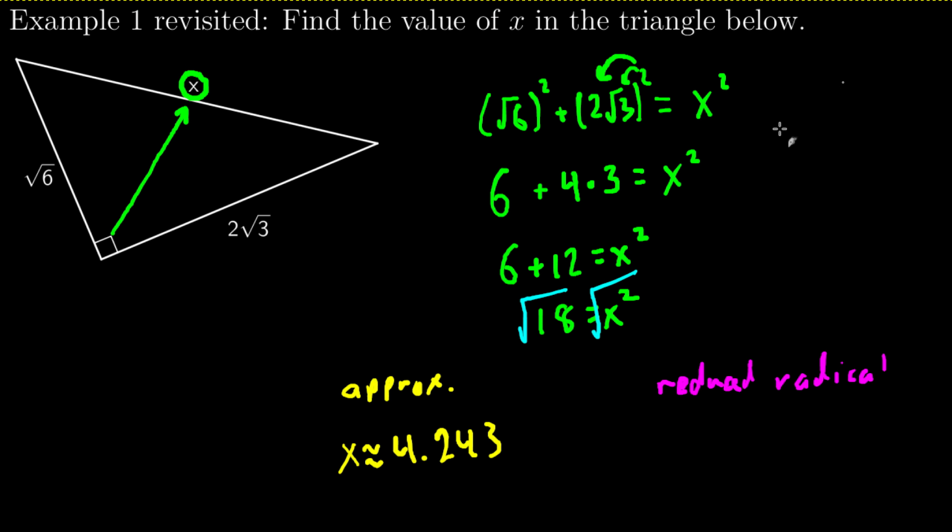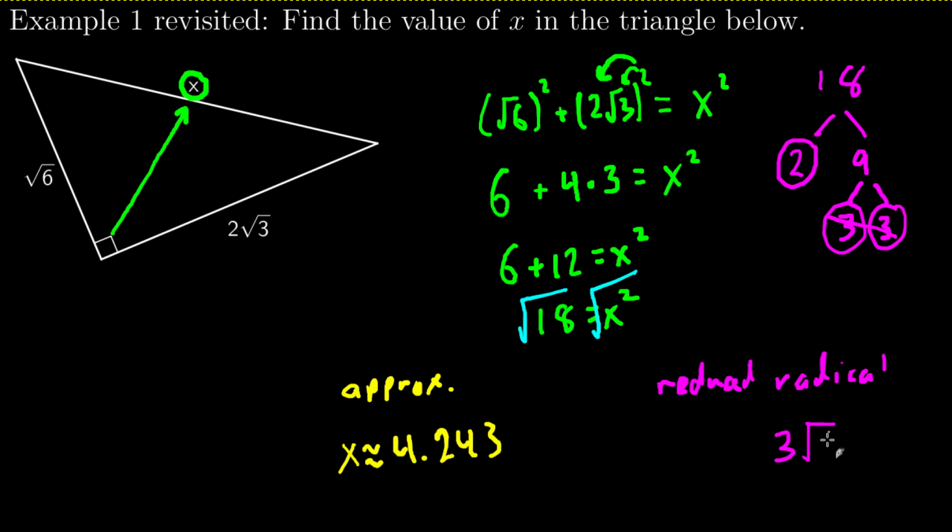So I will take the 18 and break it into 2 times 9. 2 is prime, it does not break down further, but 9 breaks down into 3 times 3. I look for pairs. I have a pair of 3's, so that comes out. I have no more pairs, so the 2 stays in, and the exact answer is 3 root 2.